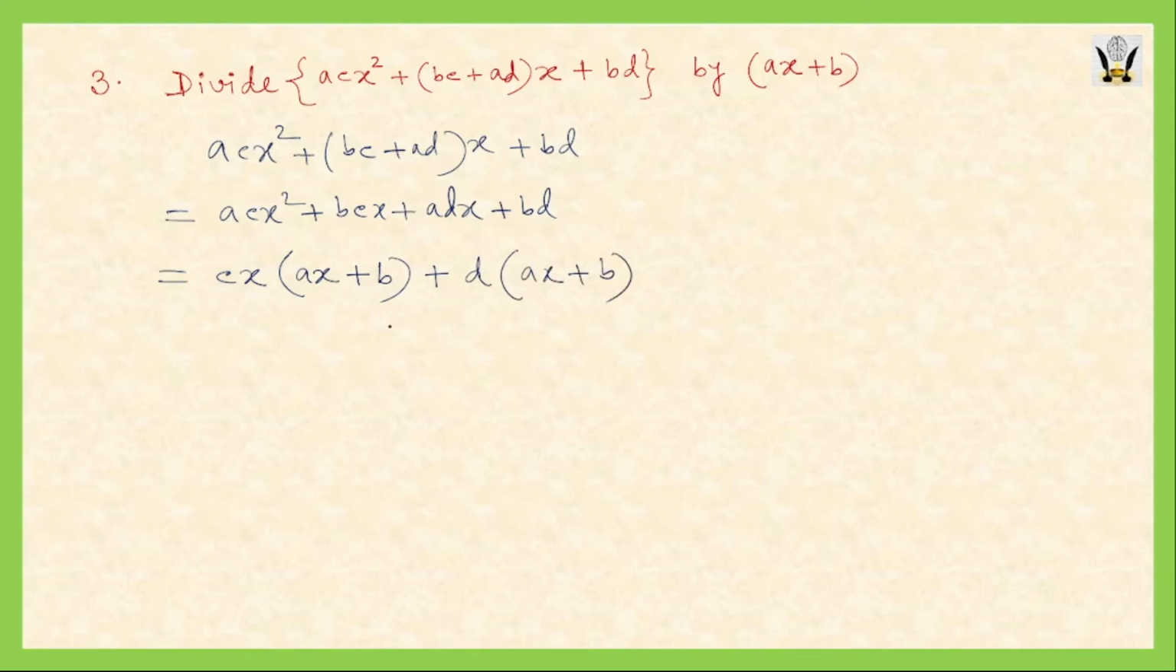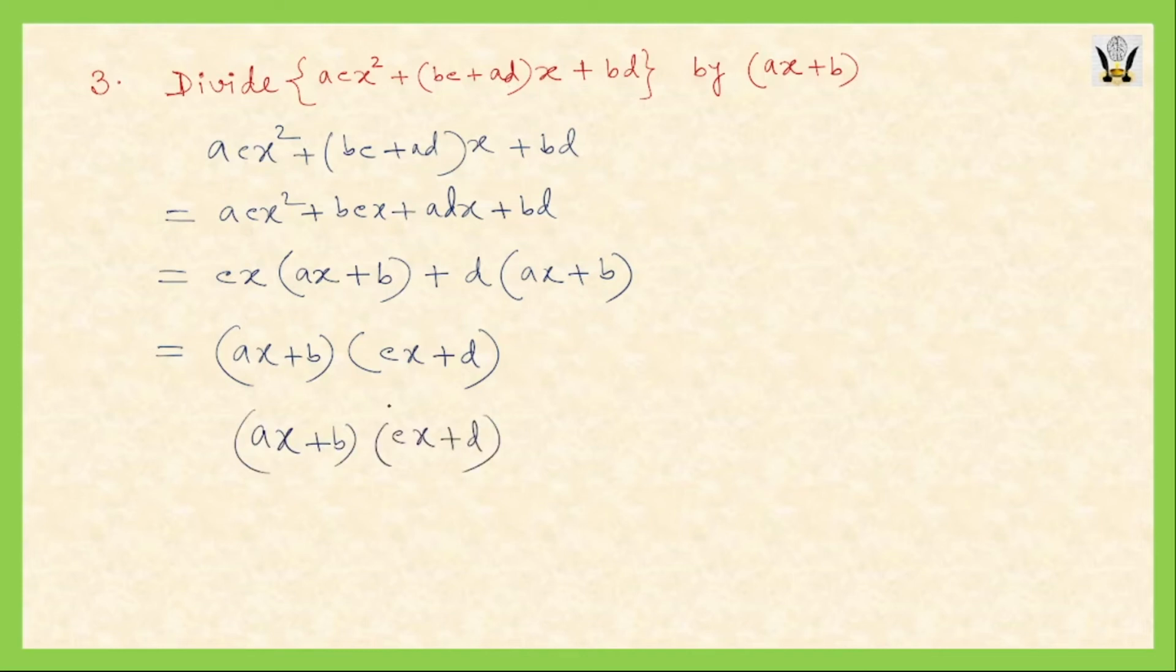So what we can see here is that Ax plus B is again the common factor between these two terms, so we can take that as common. If we do that, then the other factor after factorization will be Cx plus D. Now what is our divisor? Here it is Ax plus B. So when we divide this dividend, that means we are dividing Ax plus B and Cx plus D, right?